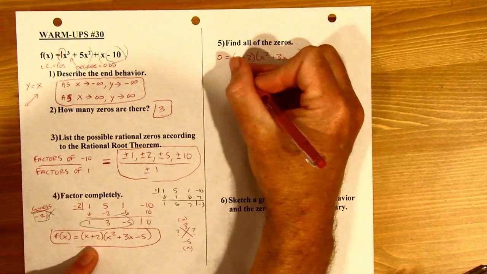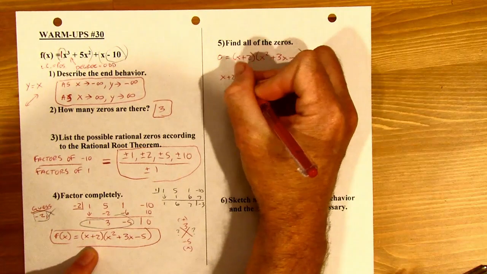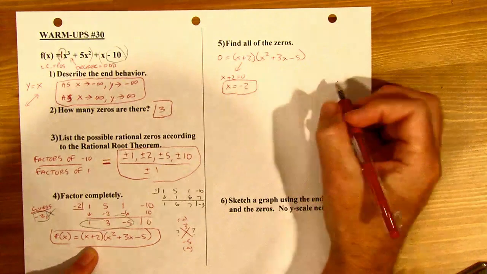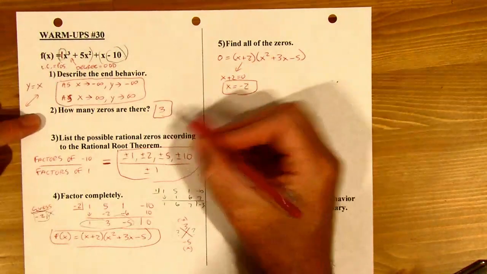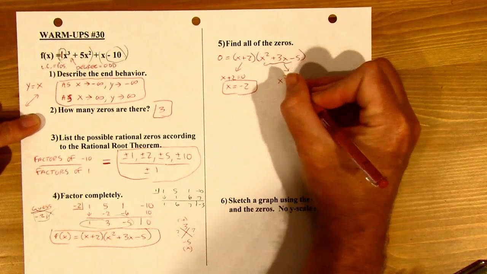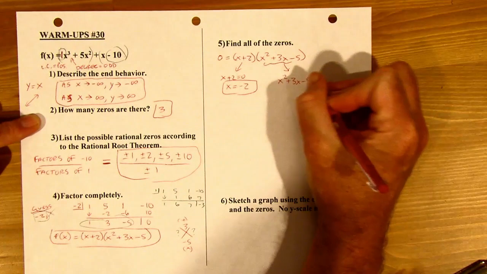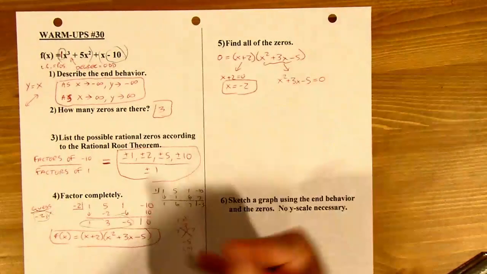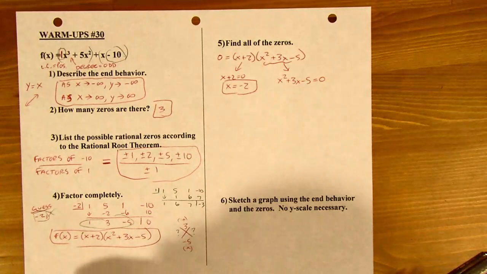One of them I already knew about, x plus 2 equals 0. That means x is going to equal negative 2. But I should have 3 total zeros. The other 2 are going to come from this trinomial. So let's set this equal to 0. I know I can't factor this because I already tried. So 2 options left. I can complete the square, or I could use the quadratic formula.